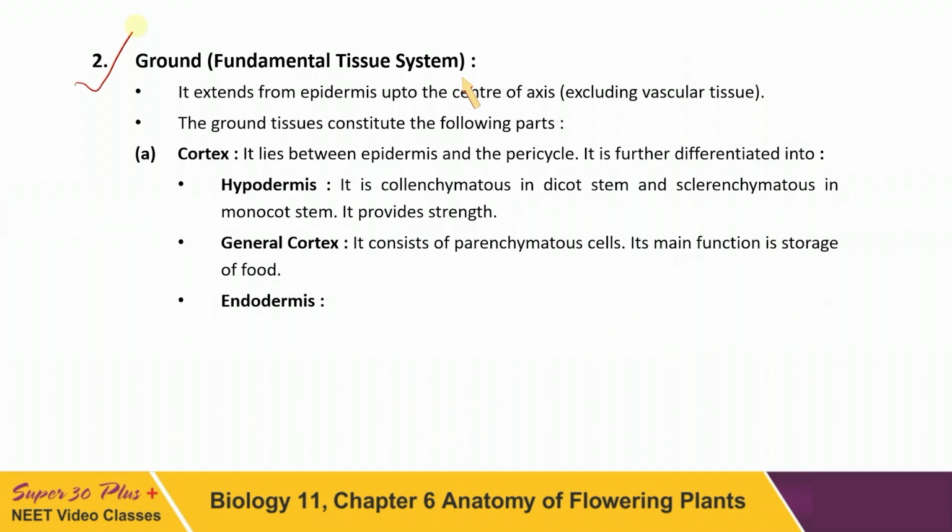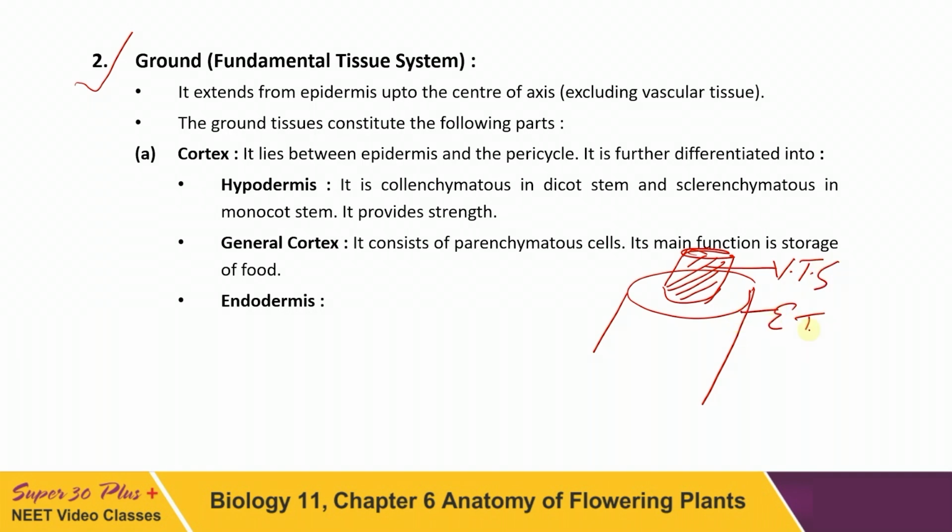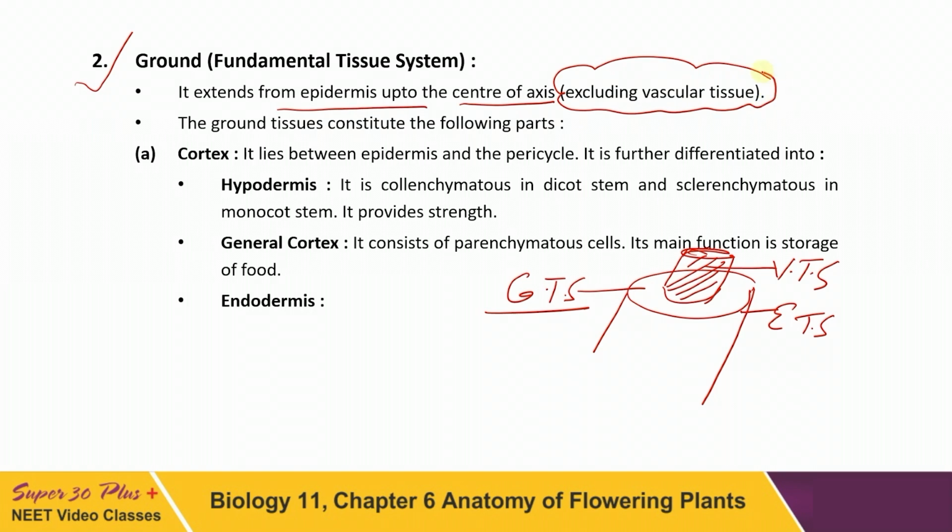I told you what the ground tissue system is. You must be remembering, if a section is cut like this, this is the central cylinder. The central cylinder is made up of the vascular tissue system. This is the outermost one, the epidermal tissue system, and in between the two is the ground tissue system. This ground tissue system extends from the epidermis to the central axis, excluding the vascular tissue system and the epidermal tissue system.